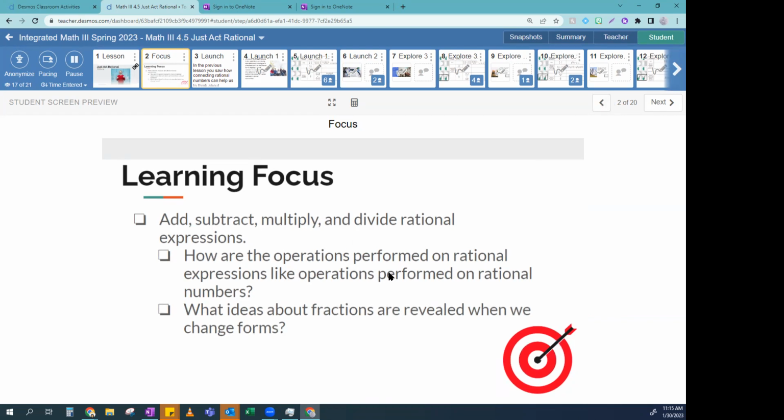So how are these operations performed on rational expressions, like operations performed on rational numbers, aka fractions, right? How are we going to use our understanding of fractions to build our understanding of rational expressions? That's what we're basically doing. So what ideas from fractions are revealed when we change forms? So here's the second part. I consistently say this: because it works in fraction land, it's going to work in rational land. Okay, because it works in fraction land, then it's going to work in rational land.